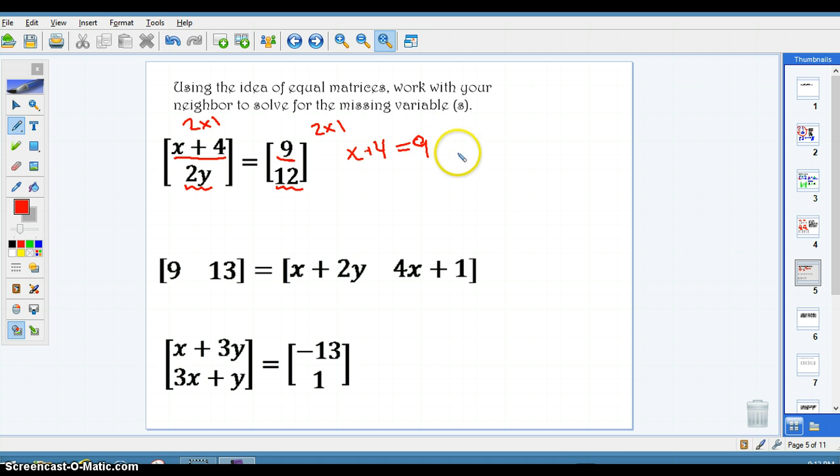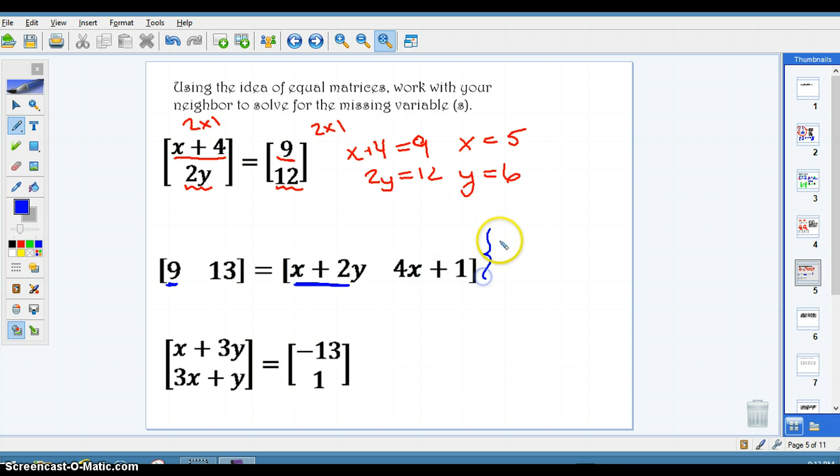So what does x have to equal? That's right, 5. So x is equal to 5. And what does y equal? Well, if I take it out of the context of the matrix and I write 2y is equal to 12, then y should equal 6.